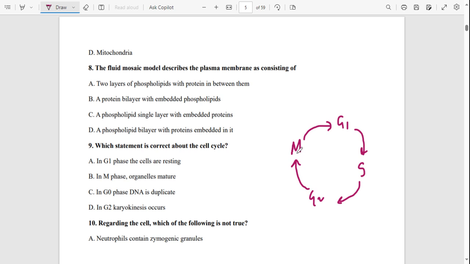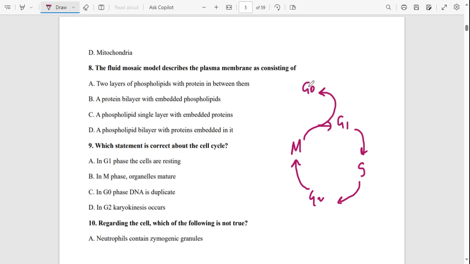So M is where the cell is dividing. That's mitosis or meiosis. This is where we find the prophase, metaphase, anaphase, telophase. G1 is where the cell starts to grow and also duplicate its organelles. Now, if the cell does not want to undergo cell division, it is going to go into G0.